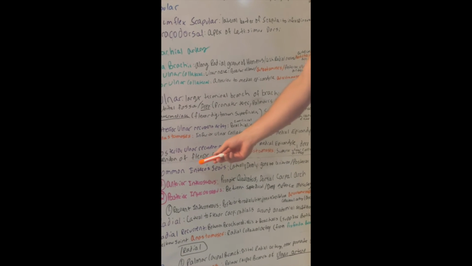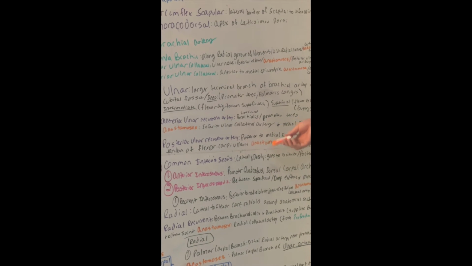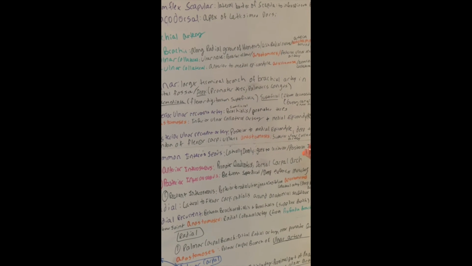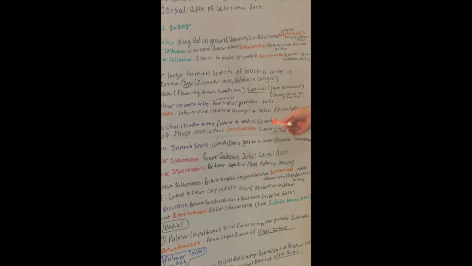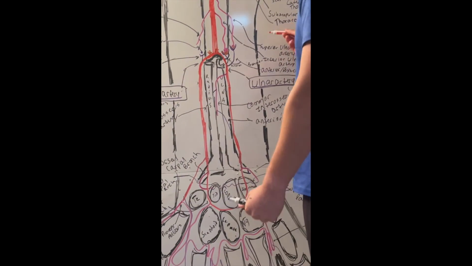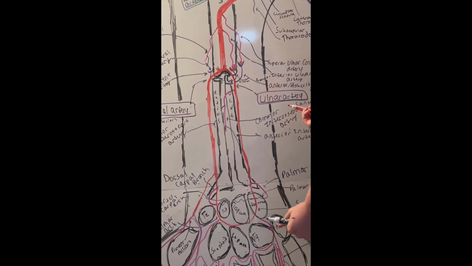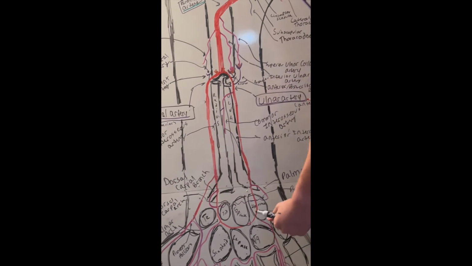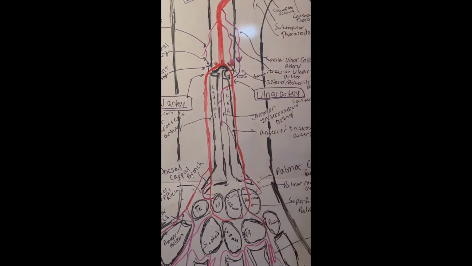And it's deep to the tendon of the flexor carpi ulnaris. And this anastomosis with the superior ulnar collateral artery. Okay, so superior goes with anterior, right? And inferior is going to go with the posterior.